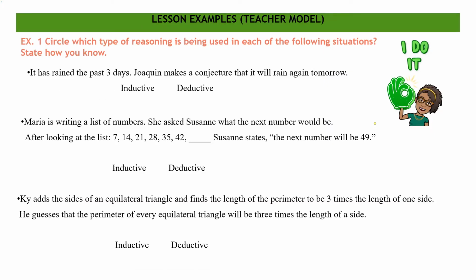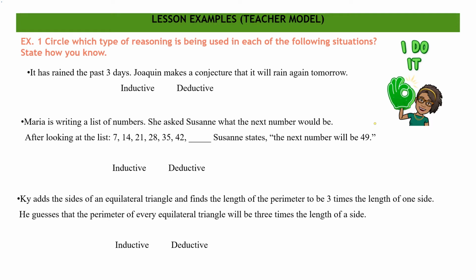Okay, so let's look at example 1. It says circle which type of reasoning is being used in each of the following situations. State how you know. So the first one says it has rained the past 3 days. Jaquan makes a conjecture that it will rain again tomorrow. So let's think about this.